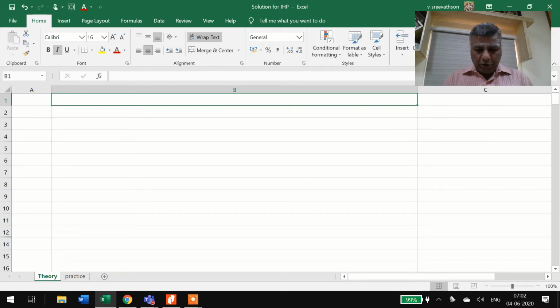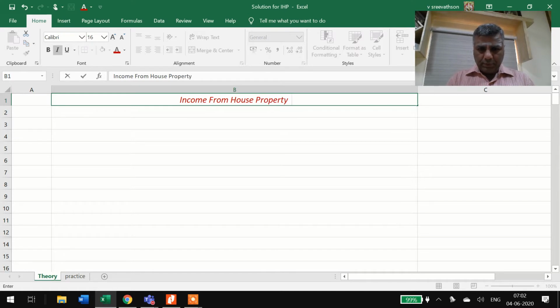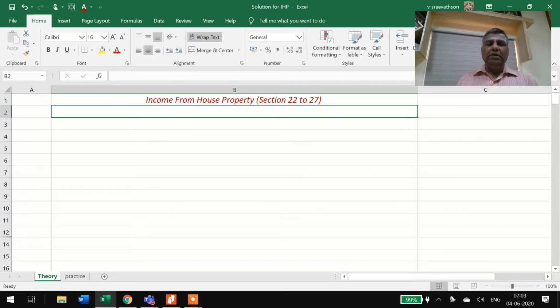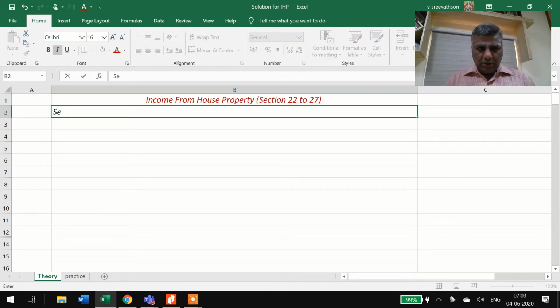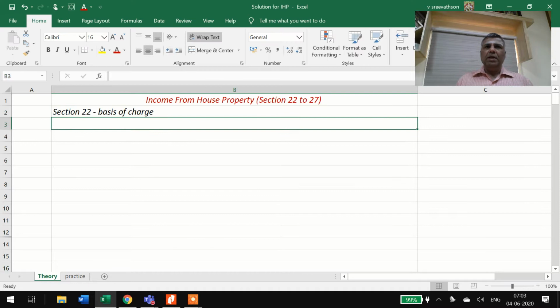I am walking into the next chapter, income from house property, section 22 to 27. Section 22, basis of charge.